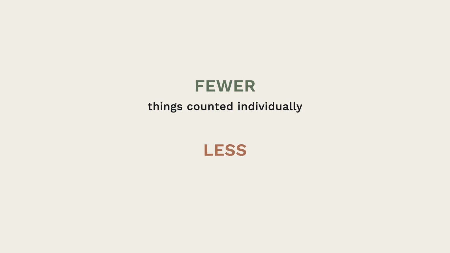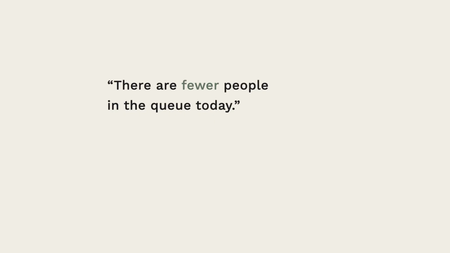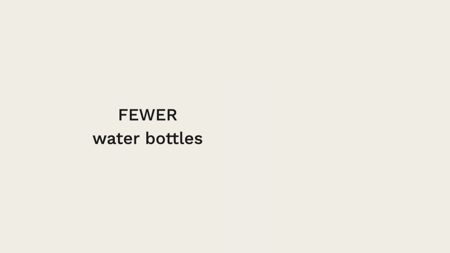Here's why. As a general rule, fewer is used for things that can be counted individually. Less is usually used for things that aren't counted that way, things treated as quantities, amounts, or measurements. So for example, you'd typically say, there are fewer people in the queue today. Conversely, you'd say, there's less traffic this morning. Or compare these, there are fewer water bottles in the fridge, as opposed to, there's less water in the fridge. Both words exist in the same general domain, but they have slightly different grammatical roles.